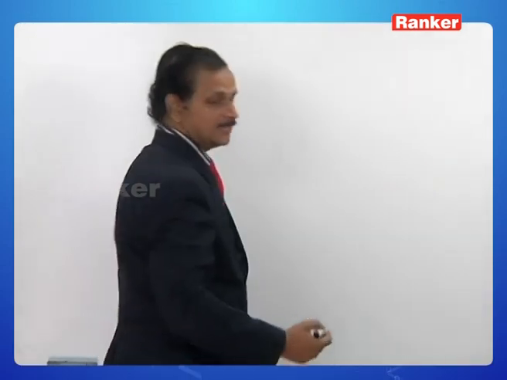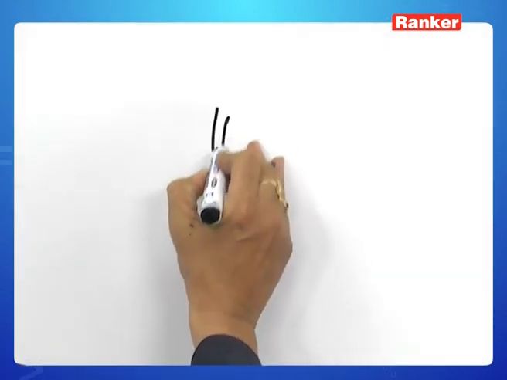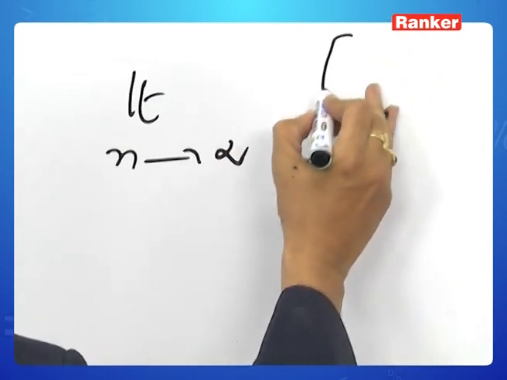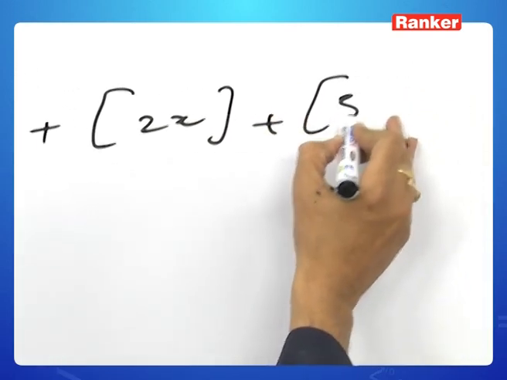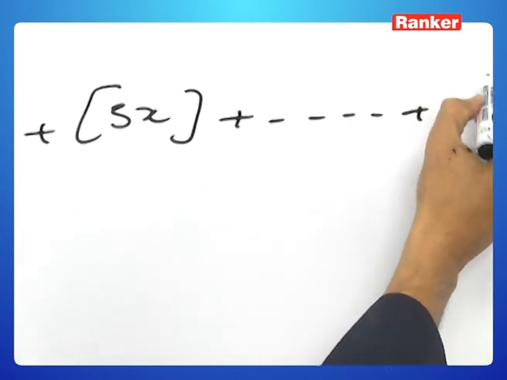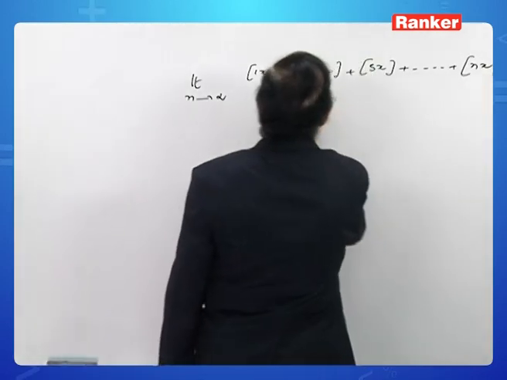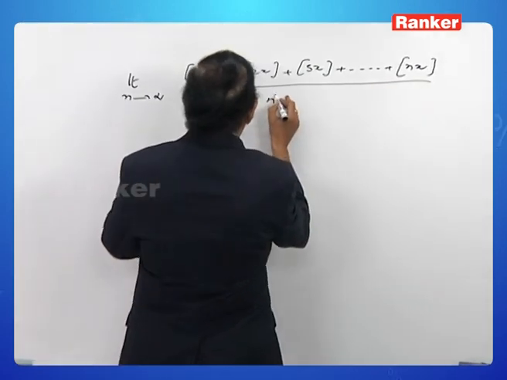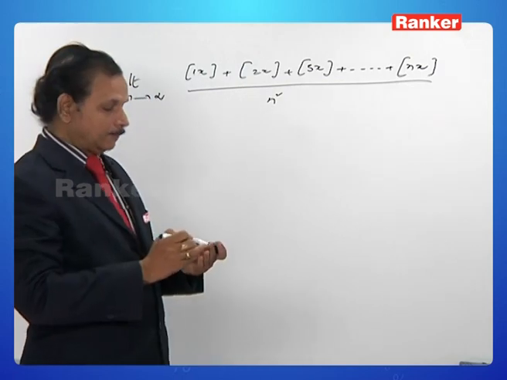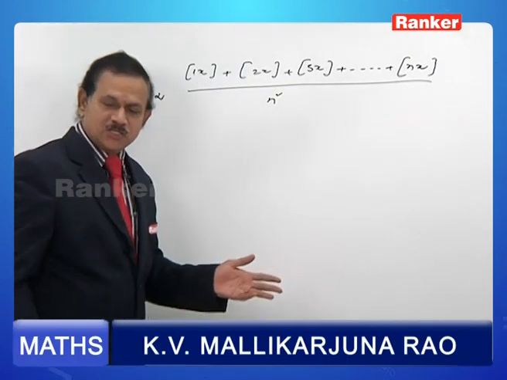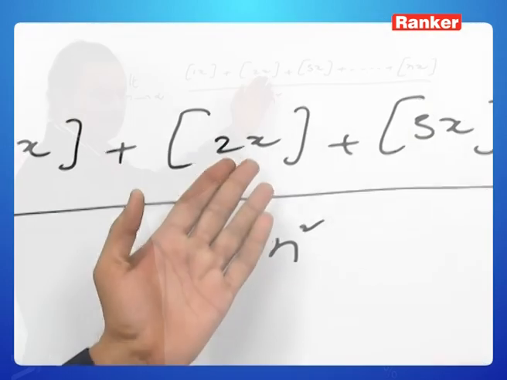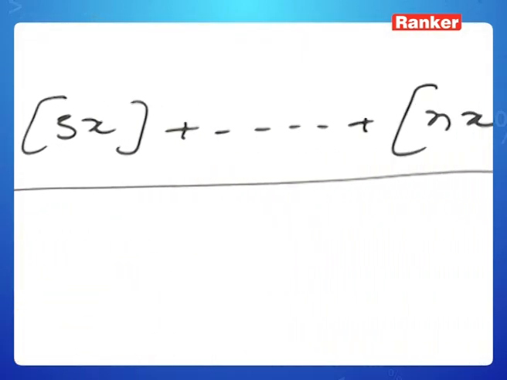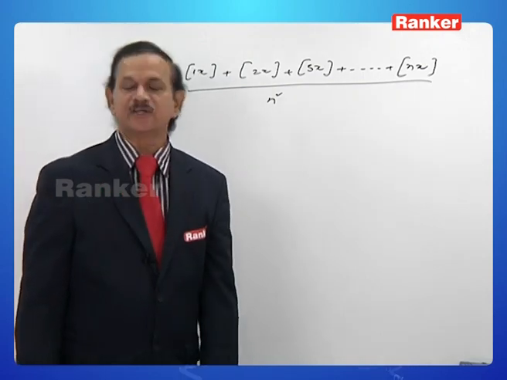We shall now discuss some more examples on the sandwich theorem. Consider the limit of the integral part of x, plus integral part of 2x, plus integral part of 3x, and so on up to integral part of nx, all divided by n squared, as n tends to infinity. The integral part function is also called the greatest integer function or step function.